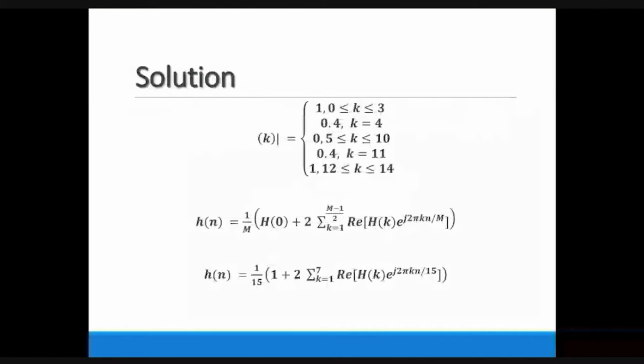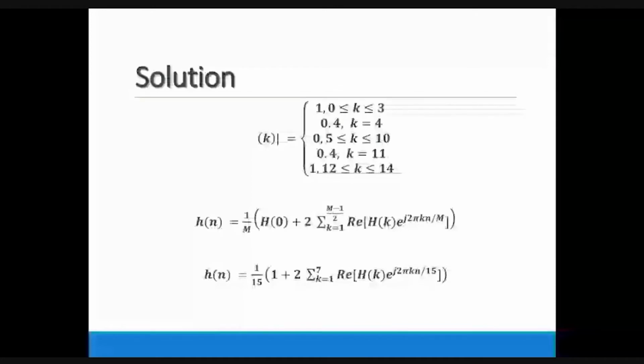Okay, this is how we can define the H of k. 1 for the values 0 to 3, 0.4 for k equal to 4, 0 for the values 5 to 10, and again 0.4 for k equal to 11, and 1 for the values 12 to 14. Okay, 0.4 at the place 4, and as the total number of samples M is 15, an odd number, M minus 1 by 2 is 7. So after 7 samples you will get the repetition. So k equal to 4 and k equal to 11 have the same value, that is 0.4.